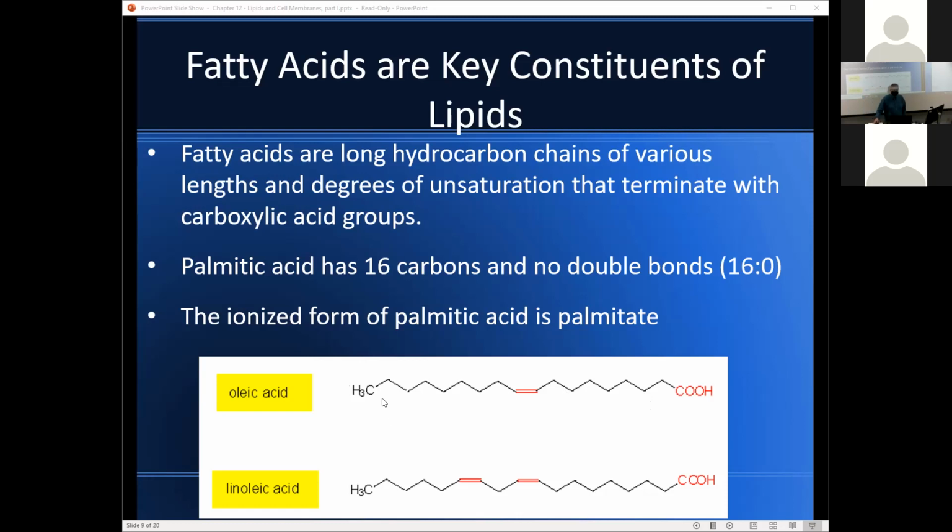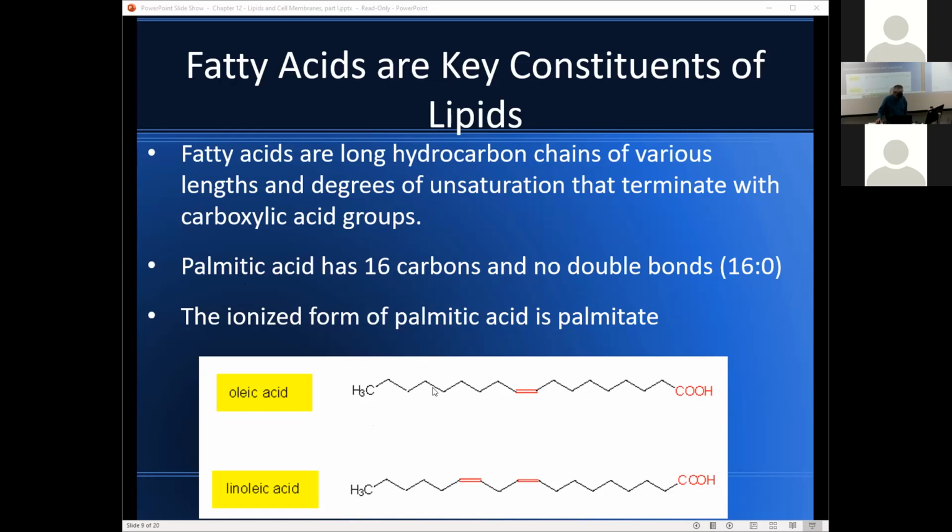We don't always write out all of the carbons and hydrogens because that gets a little bit tedious. So anywhere there's a corner, it's assumed that there is a carbon there. And also we don't draw in the hydrogens, so it's assumed at each of these corners that there are 2 hydrogens, unless of course a double bond is drawn in. So here we have the hydrocarbon chain, and at one end we have a carboxyl functional group. Same thing down here. We have a long hydrocarbon chain. In this case, we have 2 double bonds and then the carboxyl group here.